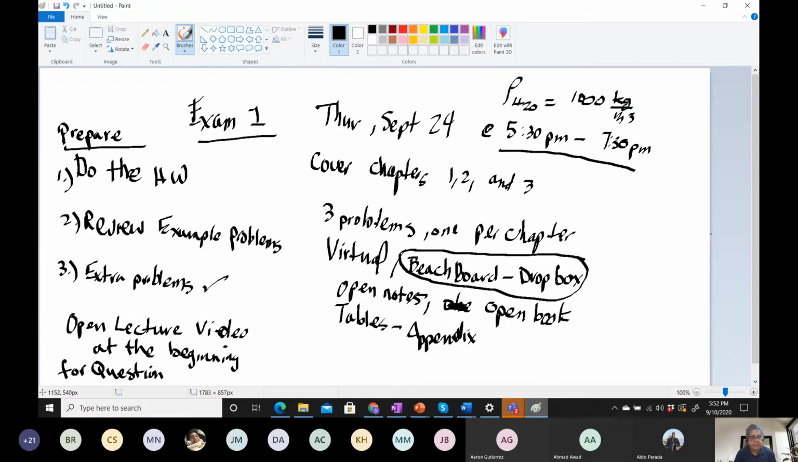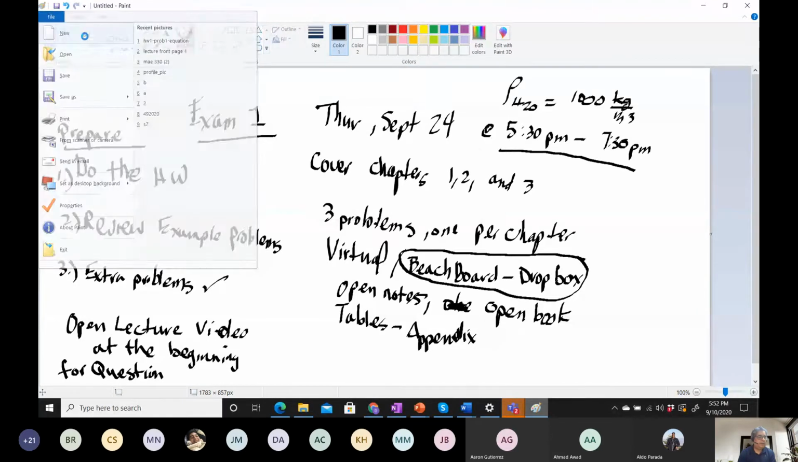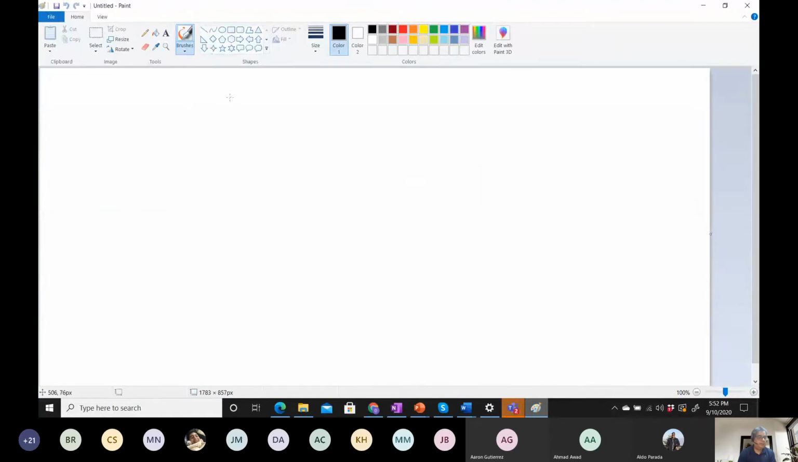Let's see what else we have on the list here. Let me go ahead and open up a new page. All right, so let's see, solutions. I'm posting solutions for homework number 1 after today's lecture. Maybe if not tonight, then tomorrow morning. So you can go over your homework and compare, look at the solution, see what you did wrong.